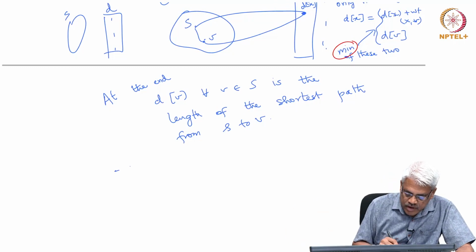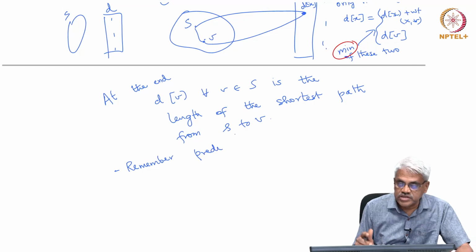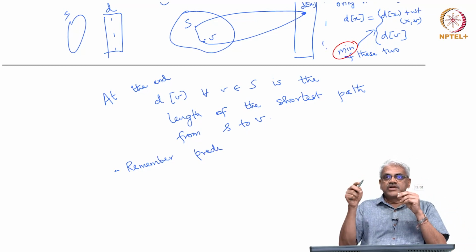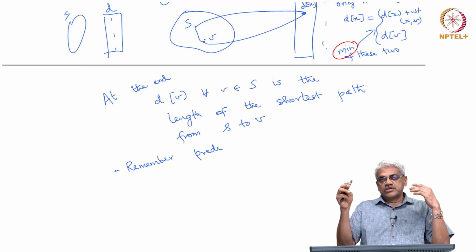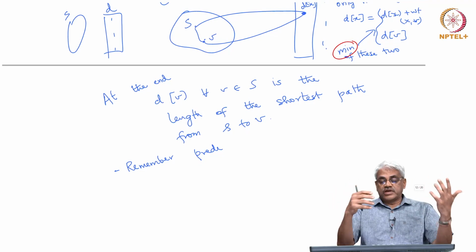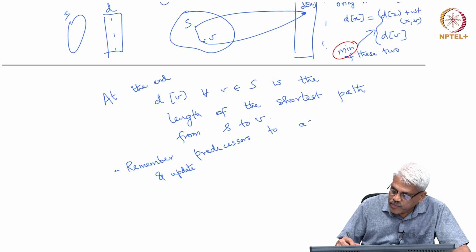So I am going to say, remember predecessors for every node, because to start with you are only keeping the distances of the neighbors of S, and the predecessor will be S, but through some other vertex, if the path is smaller, then you will change the predecessor to that other vertex. Remember the predecessor vertices, and update them to actually compute the shortest path.